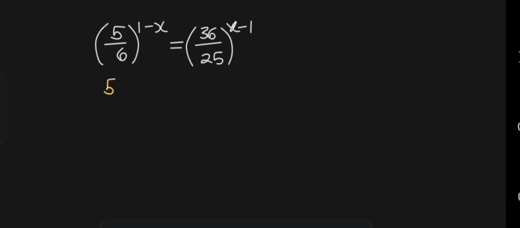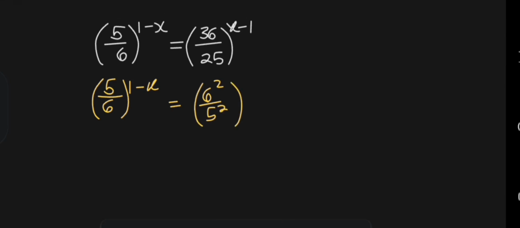We shall be solving this exponential equation in today's video. That's (5/6)^(1-x) on the left, and on the right hand side, 36/25. 36 is 6 squared, while 25 is 5 squared. Everything to the power of x minus 1.